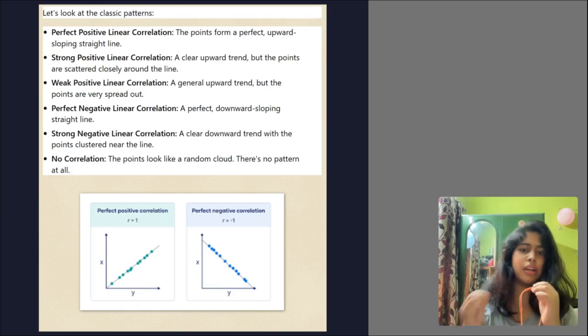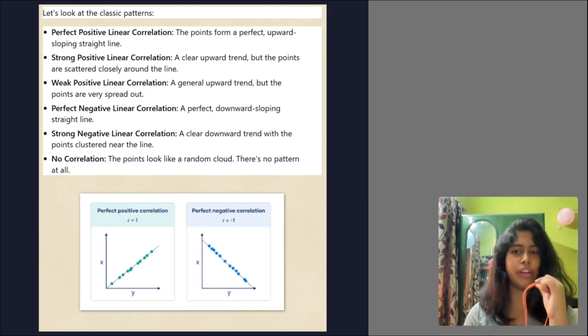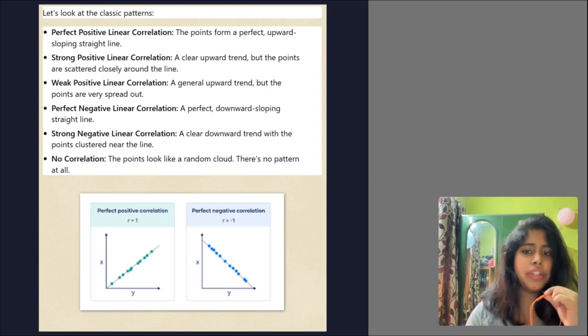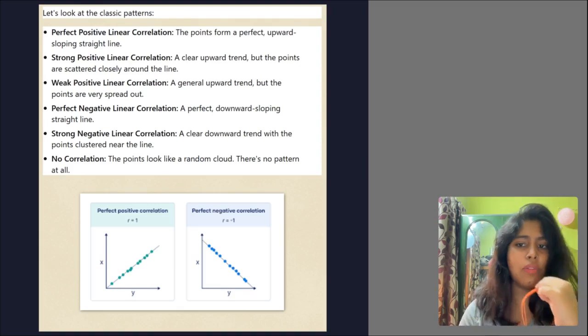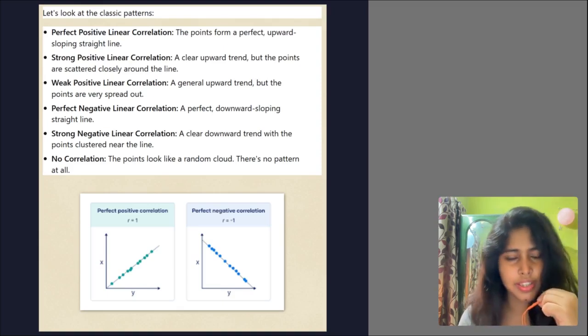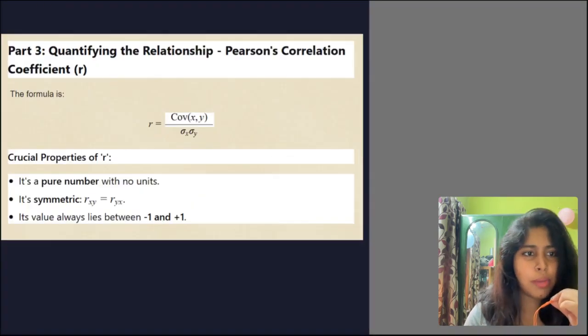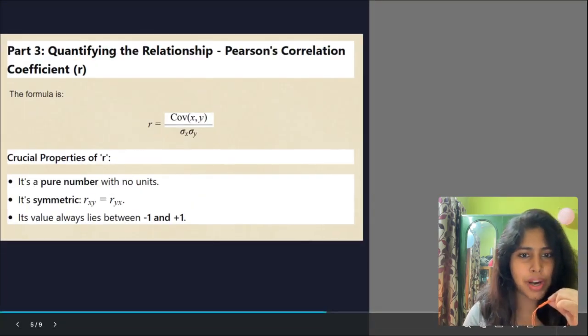A quick terminology check. We often call one variable the independent variable x, the one we think is doing the influencing, and the other the dependent variable y, the one we think is being affected. We always plot x on the horizontal axis and y on the vertical axis. Okay, coming to the next slide, which is part 3.